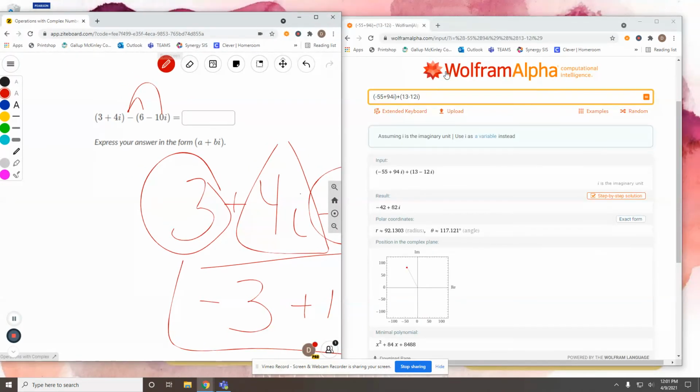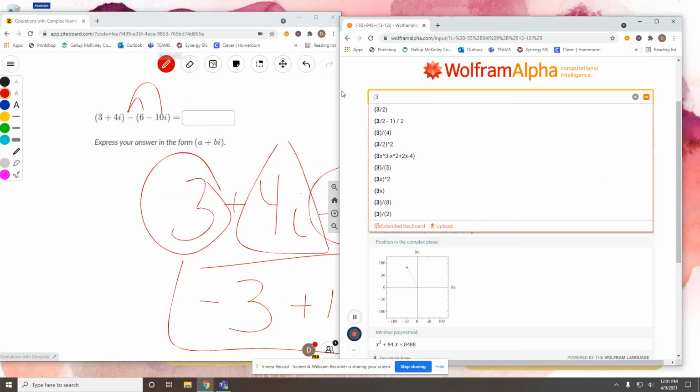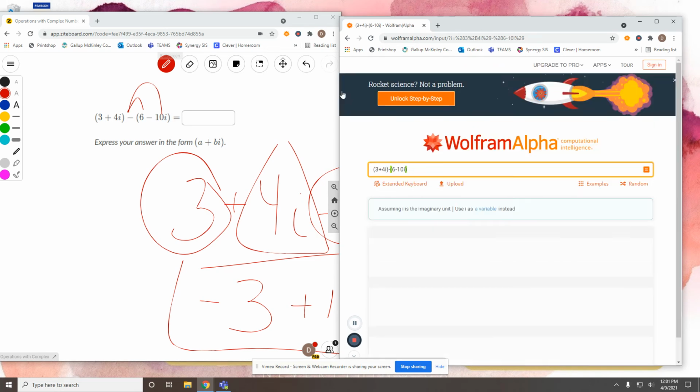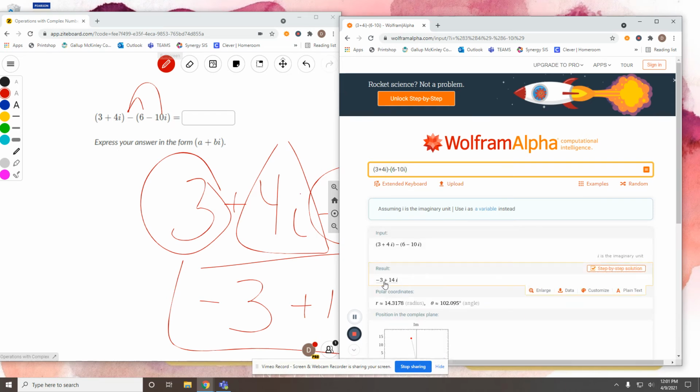You could do this by hand, but you could also put it in the calculator again, or put it on Wolfram Alpha. i minus 6 minus 10i. And it'll give me my answer of negative 3 plus 14i.